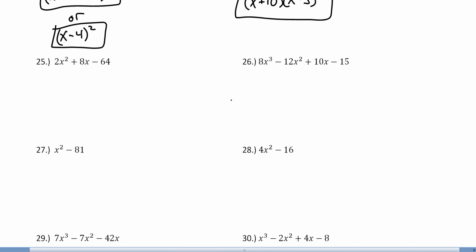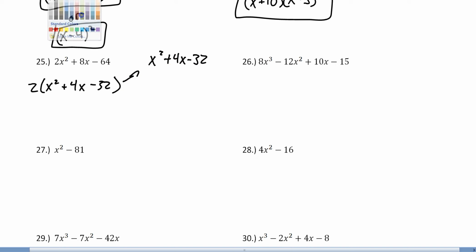The next one, again, always look for greatest common factor first. This one, there is a greatest common factor. It's a 2, so I factor a 2 out. Leaves me with an x squared plus 4x minus 32. And now I take this thing, maybe I'll take it off to the side here. But if I had x squared plus 4x minus 32, I want to try to factor that further.